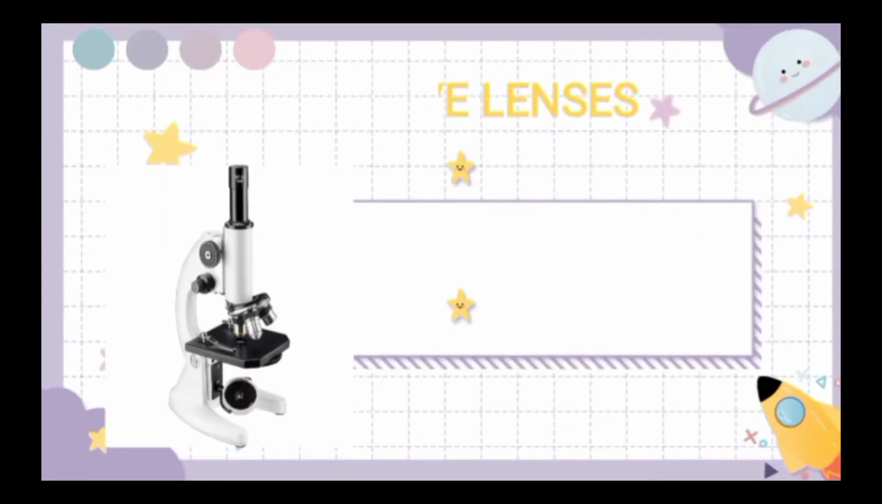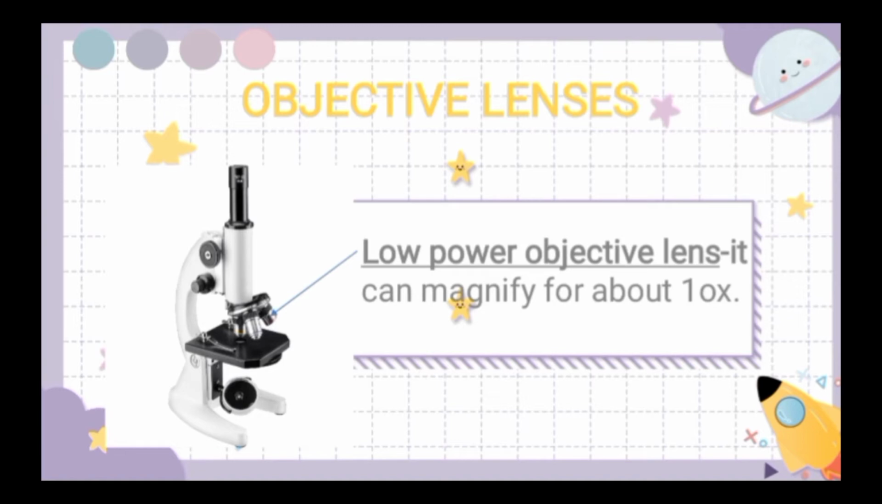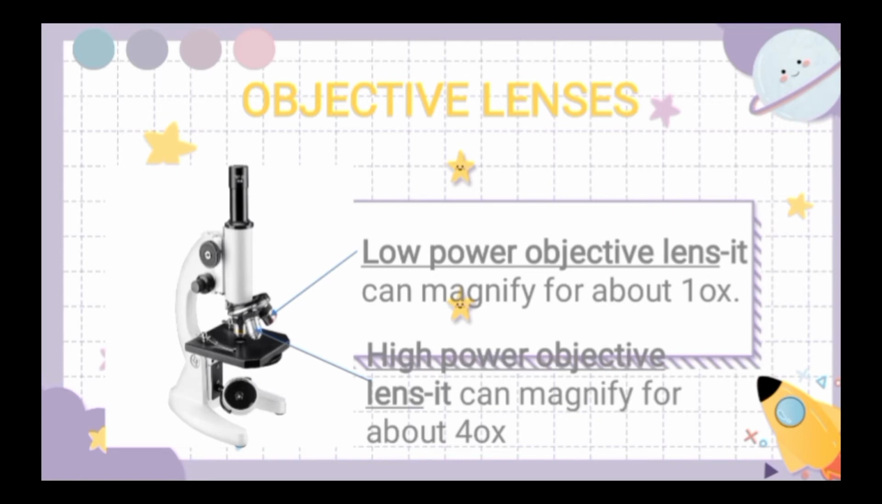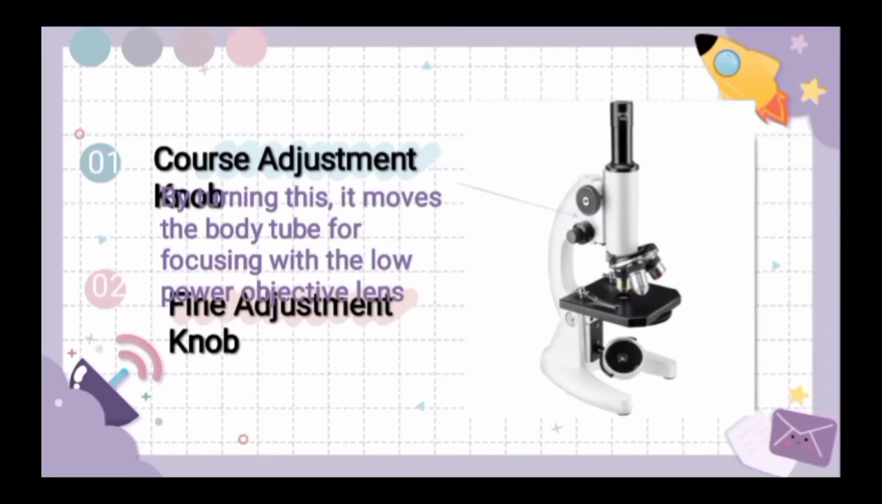Now let's proceed to the other part of the microscope. The objective lenses. Under the objective lenses, we have here the low power objective lens. Can magnify for about 10 times. We also have here the high power objective lens. Can magnify for about 40 times. In low power objective lens, if the image is smaller than you need, might as well use the HPO lens until you get the best image.